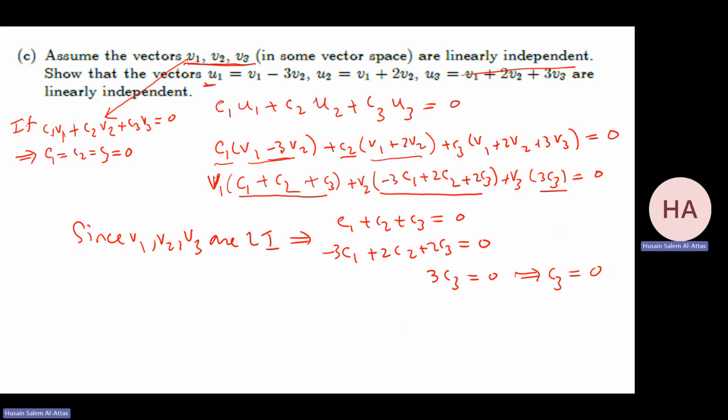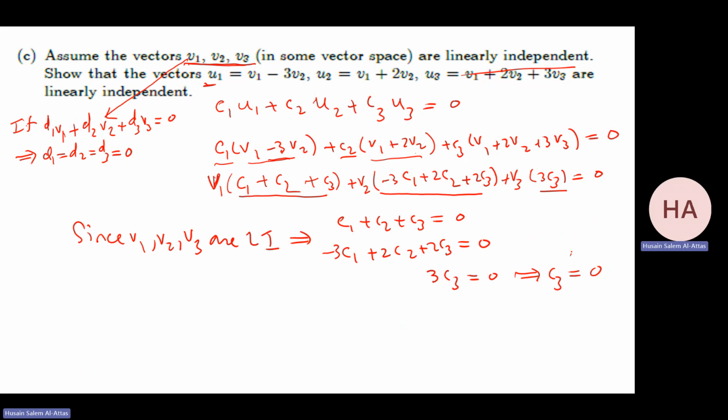By the way, these C's are different, huh? So I have, let me call it D1, to avoid confusion. So any constant times V1, any constant times V2, any constant times V3, if that combination is equal to 0, it means those constants are 0. And this is what we did.